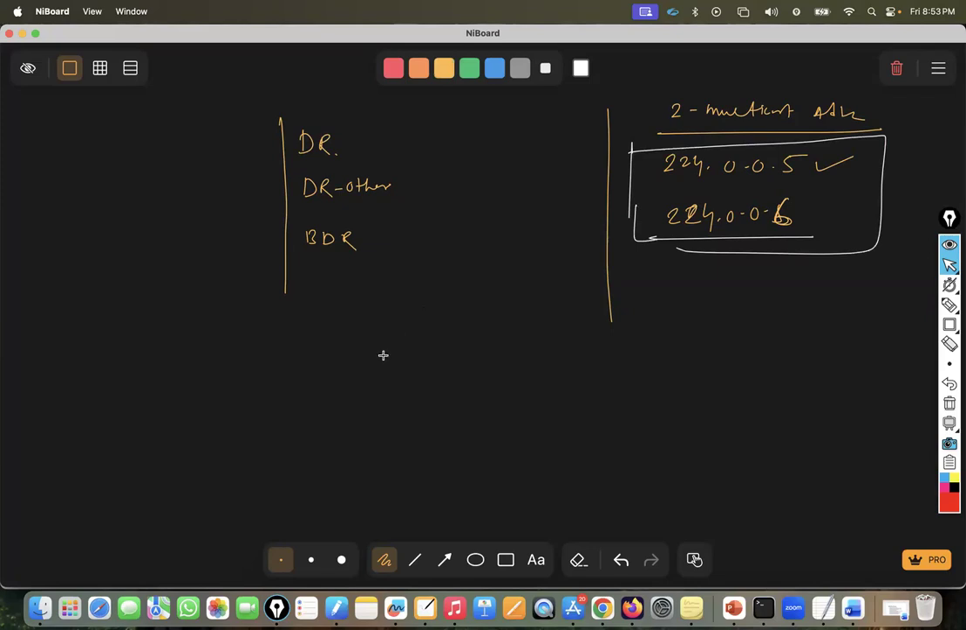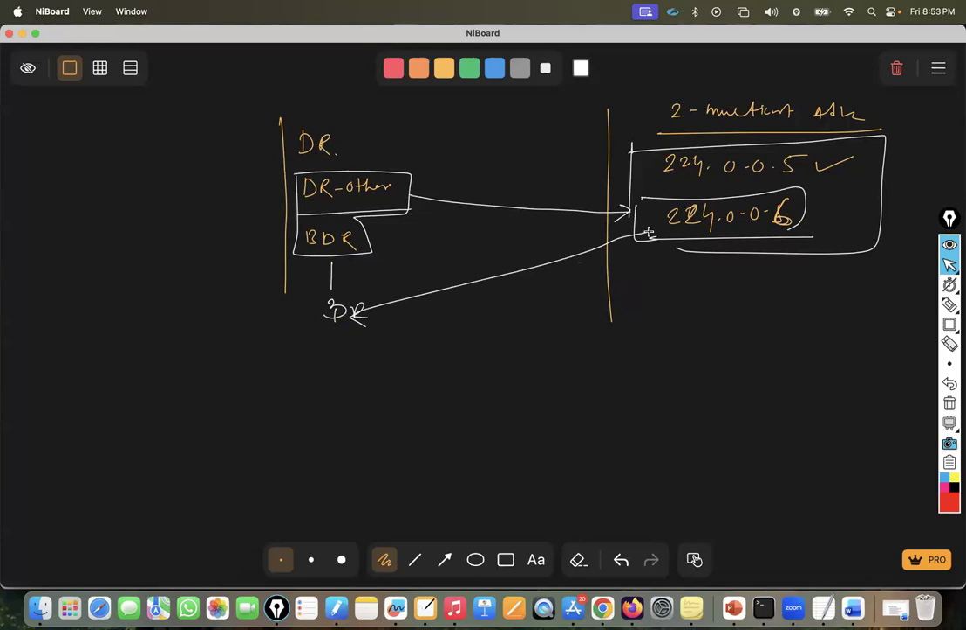So the very first thing, DR and BDR, if they are going to be selected, they are going to use this address. But even out of DR and BDR, only DR is going to use this particular address. If the DR fails and another router becomes the DR, then it is going to use this address. Which router is going to use this .6? Only the active DR, designated router. I'll explain what a DR is.